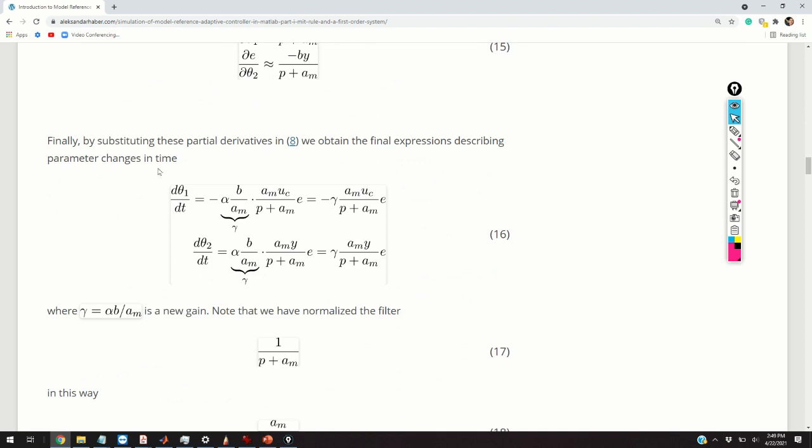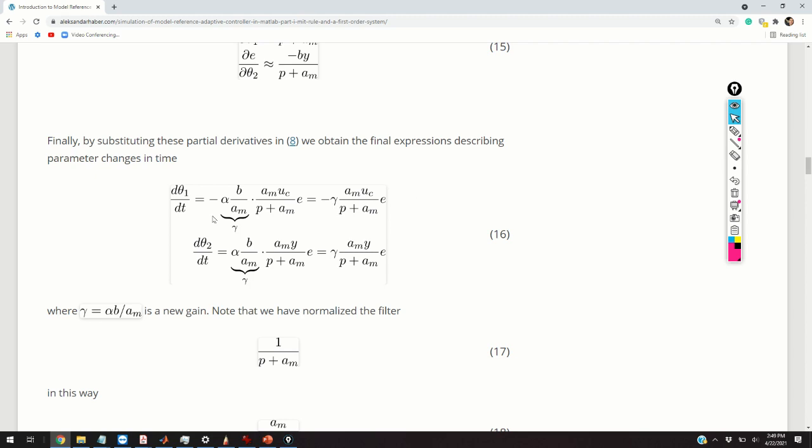Now, what can we do with this equation 16? Well, we can regroup the parameters and add additional parameters over here. Actually, we are not adding, we are just multiplying the equation by am over am. And what do we obtain? We obtain this term over here and this term over here. And now we can call this term gamma. This will be our control gain, the adjustable parameter in the adaptive control algorithm.